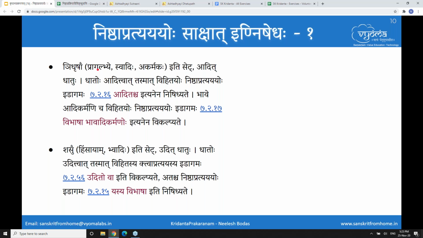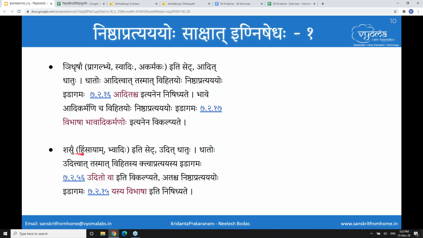So both of these things go hand in hand. Therefore, everything has been captured together in pragalbhye. This is set dhatu adit dhatuhu asti. Adit asti, atah aditascha ityanena idagamaha nishidyate. Bhavadikarmanoho vishayetu vibhasha bhavadikarmanoho iti vikalpyate. This is the baseline on which this Drushishasi Vaiyatye sutram is now based. So this is the base premise.